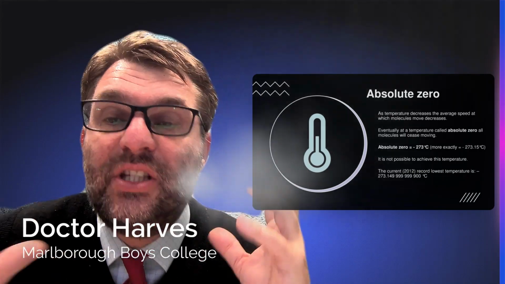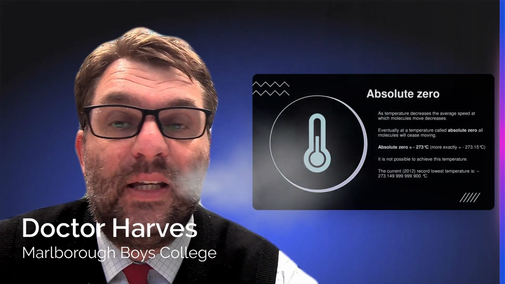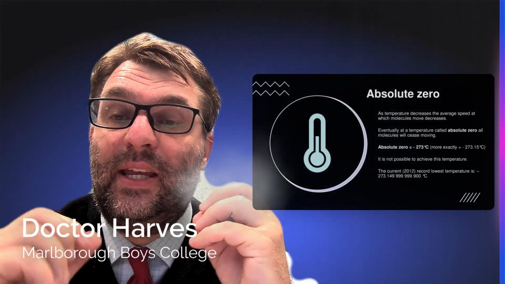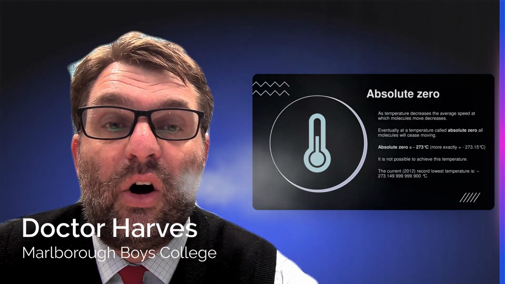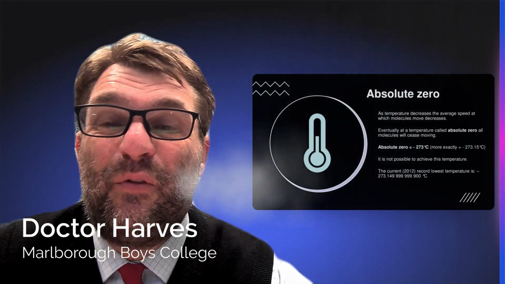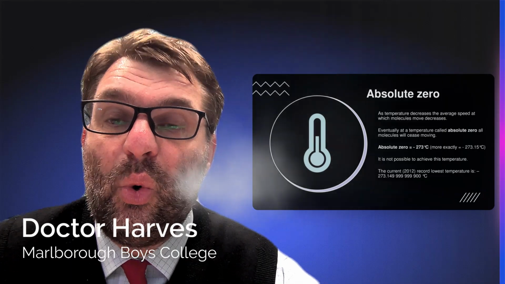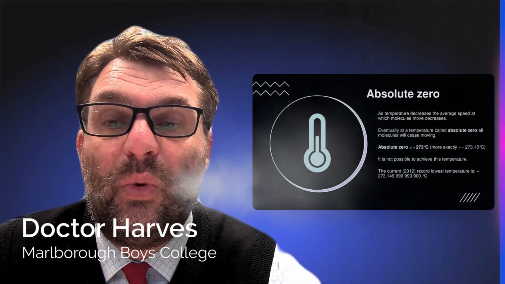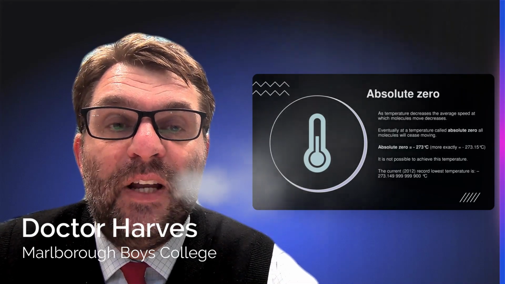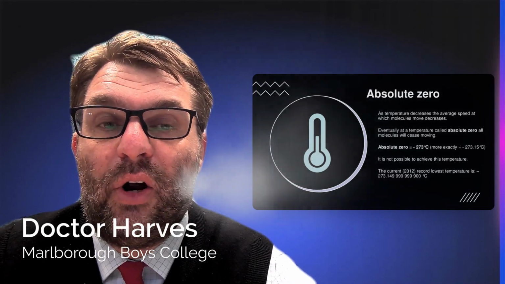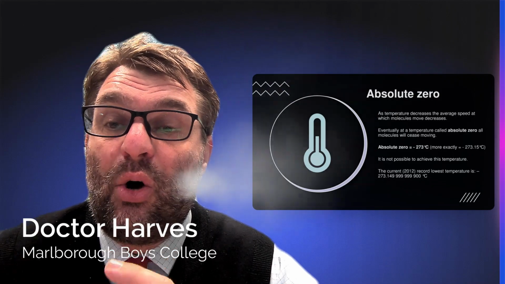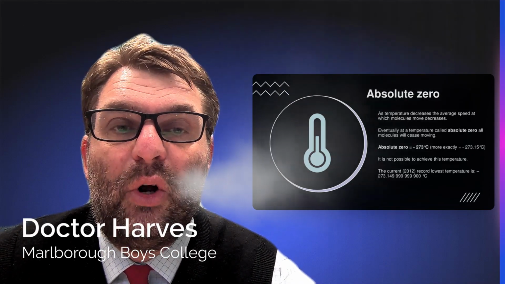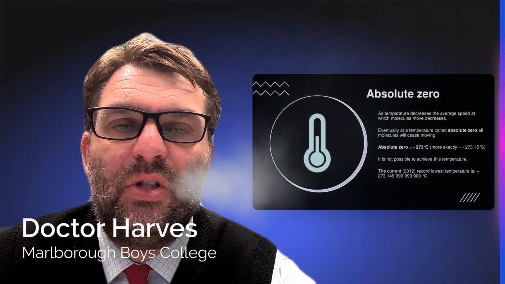Okay, so as the temperature of an object gets lower and lower, the kinetic energy of the particles inside obviously goes down, and that means the average speed of the molecules also decreases, because remember the equation of kinetic energy is half mv squared, where v is velocity. Eventually you get to a point called absolute zero where the molecules actually stop moving. Their velocity becomes zero, and we call this value absolute zero.